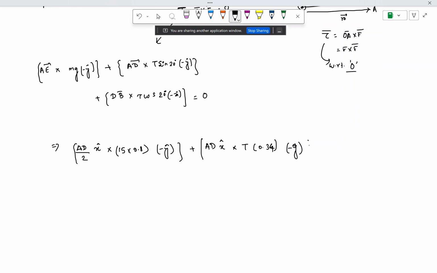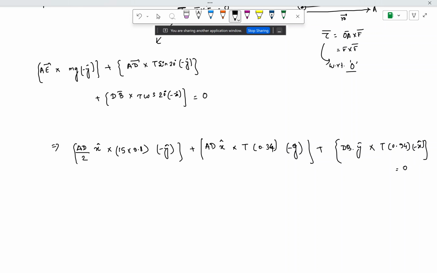Plus this DB distance is your vertical distance, which is along plus y cap. So DB is the vertical distance, with direction y cap, cross T. Now we again calculate using the calculator: cos 20 degree is T times 0.94 approximately, and this is along minus x cap. This whole thing is equal to 0.